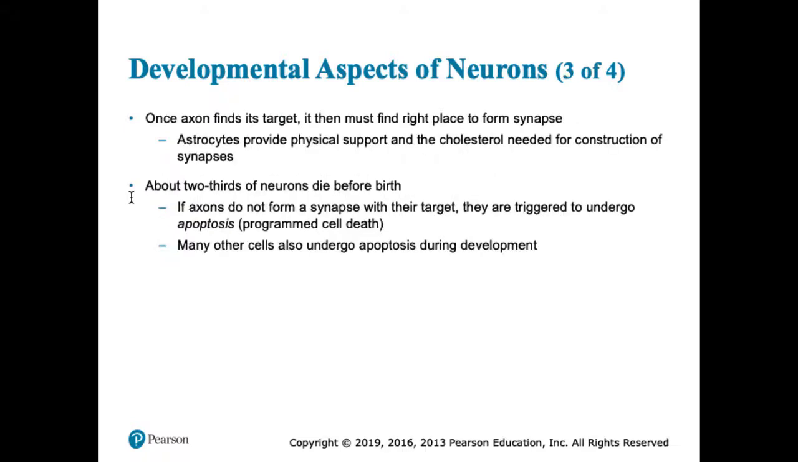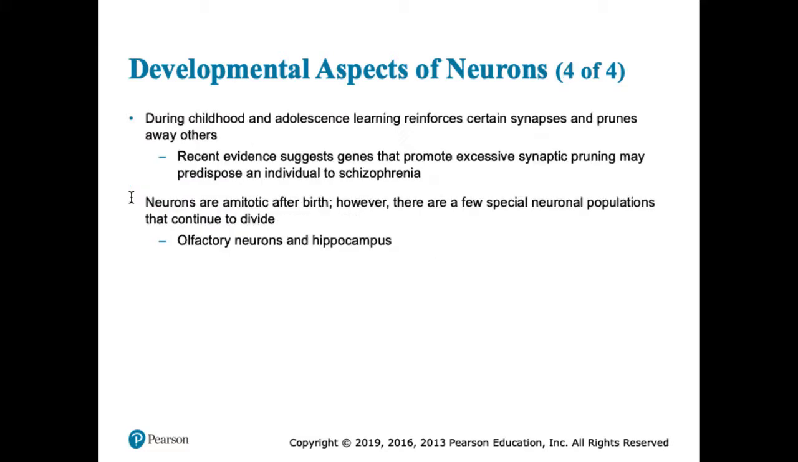Once an axon finds its target, it then must find a place to form a synapse. About two thirds of neurons actually die before birth. If the axons don't form a synapse with a target, they are triggered to undergo apoptosis, which I think we've talked about before, which is programmed cell death. Many other cells can undergo apoptosis during development. It's not just nerve cells. That's just one type.